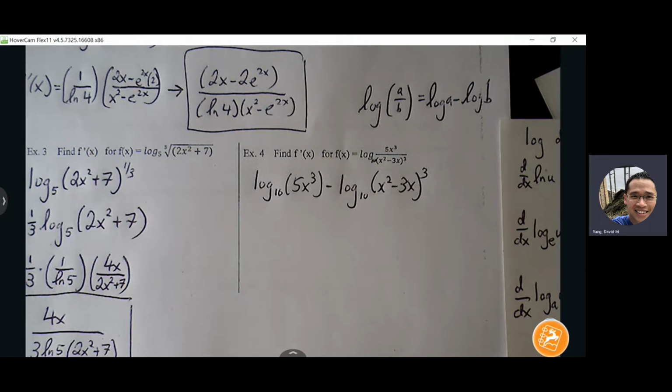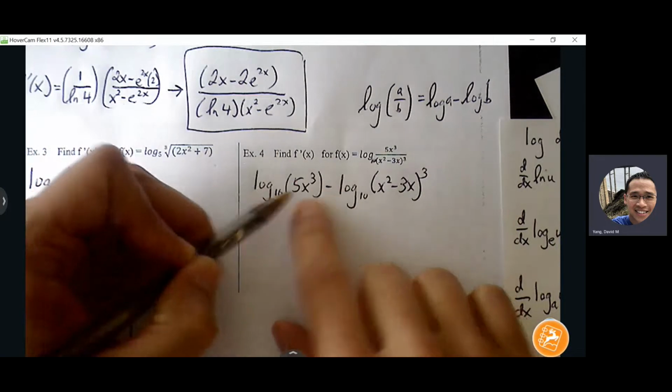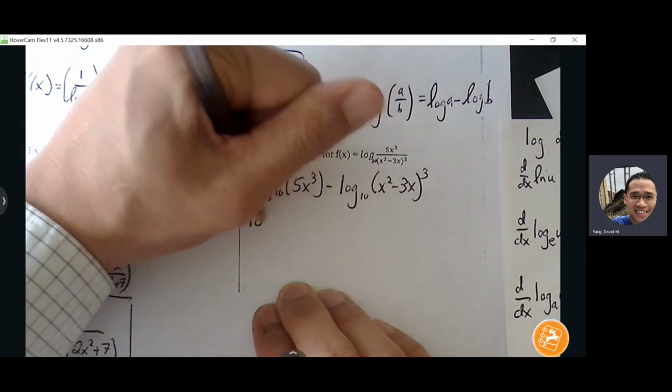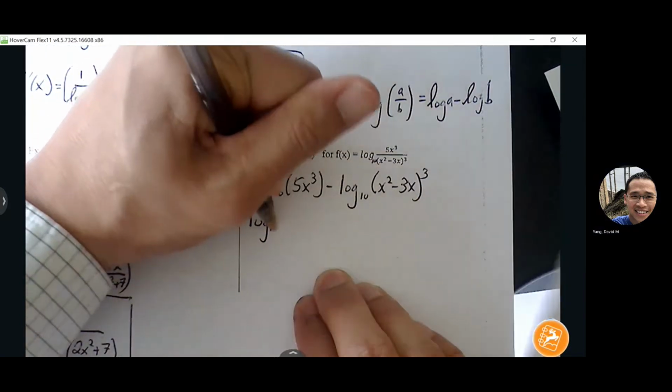It's not worth the effort because that 5x cubed is already pretty easy to work with. But this one is worth moving because otherwise you got to go through chain rule. So the first one, we can't move that 3 without expanding. But the second one, let's go ahead and move that one.